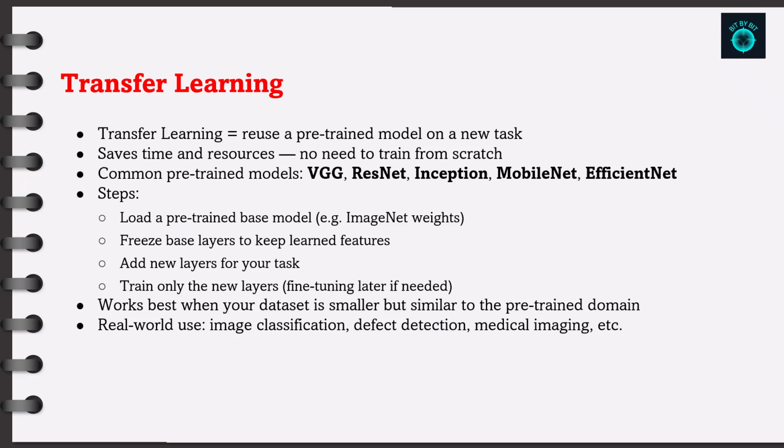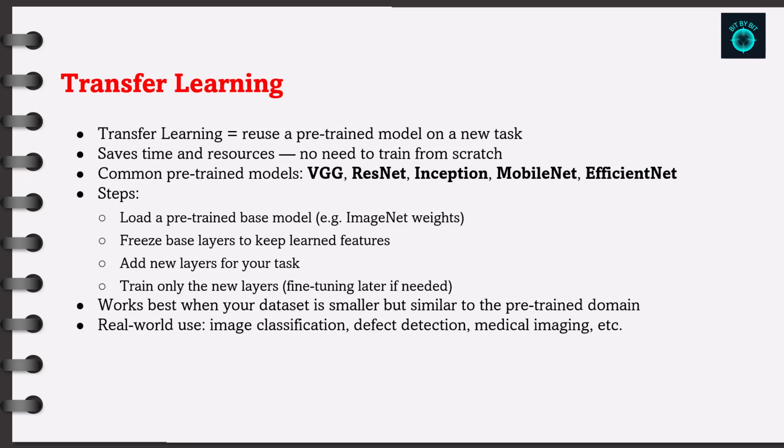Instead of training a model from scratch, which can take days or even weeks, you can reuse a pre-trained model that already knows useful patterns from massive datasets such as ImageNet. These pre-trained models, like VGG, ResNet, Inception, or MobileNet, have already learned to detect shapes, textures, and general image structures. We simply take these learned features and transfer them to a new task, for example, detecting car parts, plants, or medical conditions.